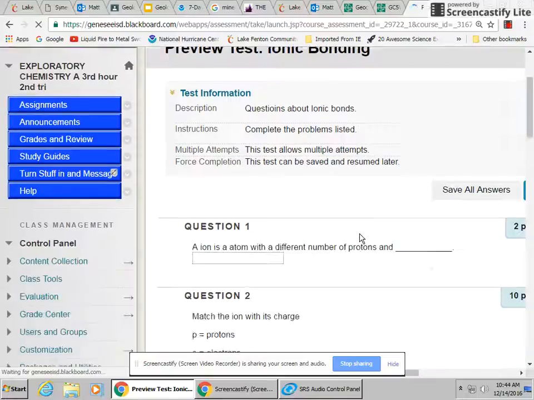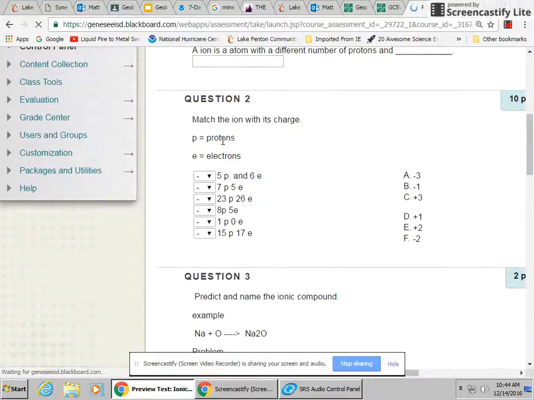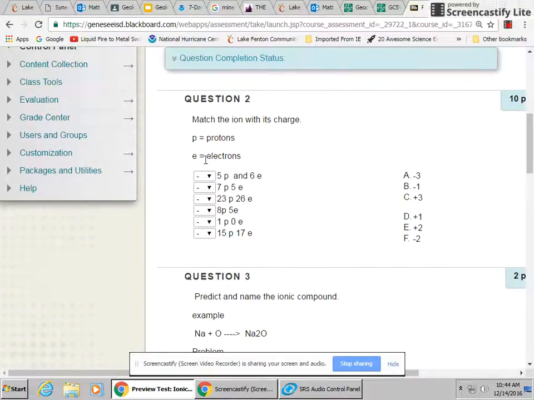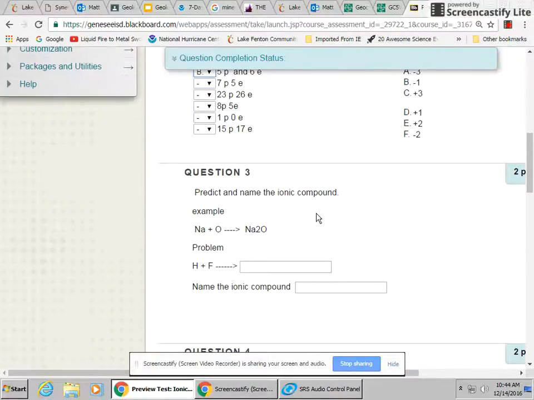All right, so the first thing you got to do is count the protons and electrons, and you add them. So in this particular one, 5p and 6e, that's 6 negative and 5 positive. That is a -1. So in this particular answer, it'd be B. So once again, you just add these two together.